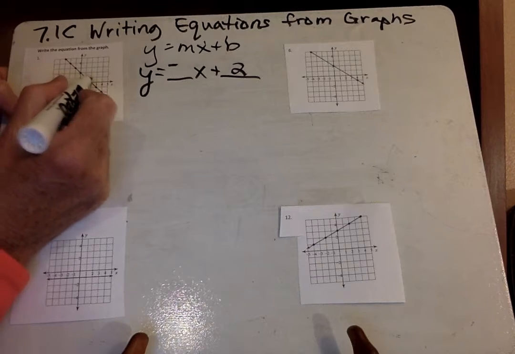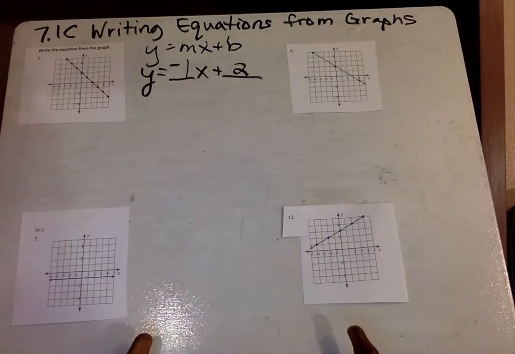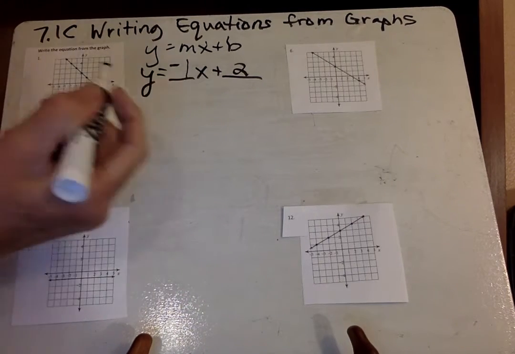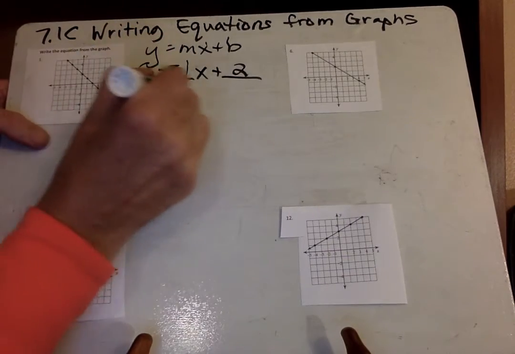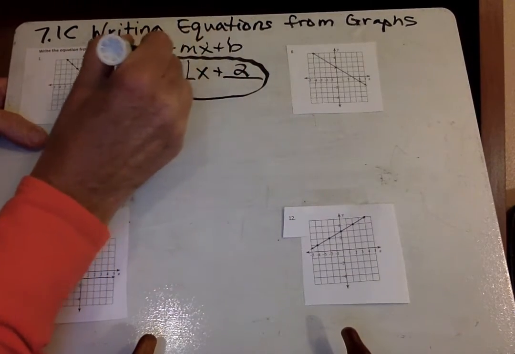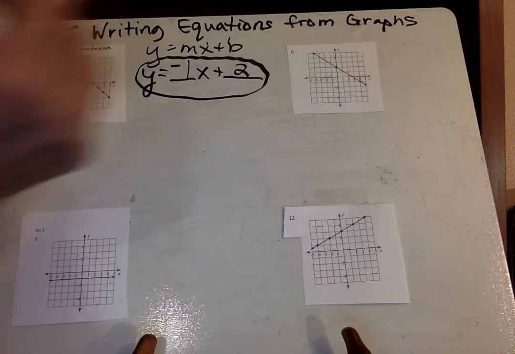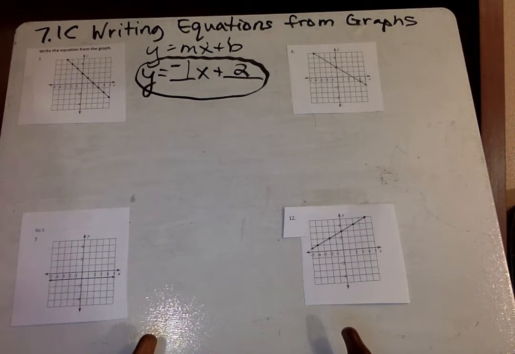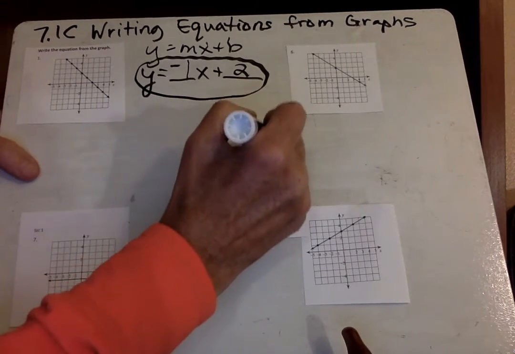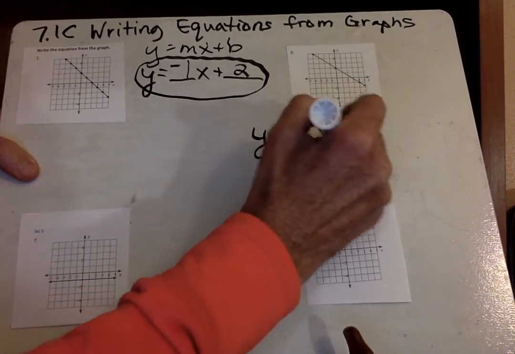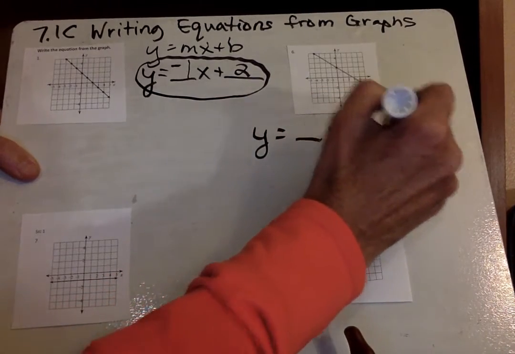Now, we also know that it's going down and to the right, so it's a negative slope, so I'm going to put a negative in there, and I'm going to go from one dot to the next. I go down 1 over 1. So that's -1. So there's your equation, y equals -1x plus 2. Okay, and we're done. Next, we're going to go over to this one, and we're going to do it again. y equals blank x plus blank.